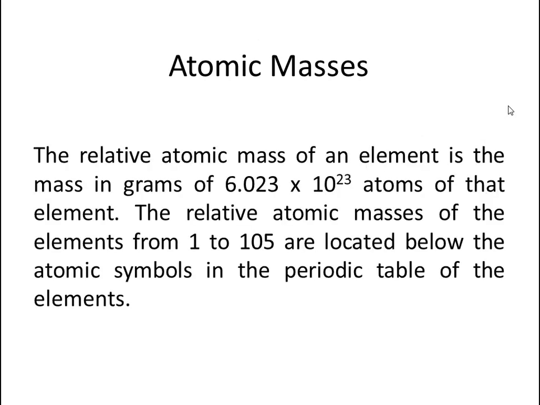Let's talk about atomic masses. The relative atomic mass of an element is the mass in grams of 6.023 × 10^23 atoms of that element. The relative atomic masses of the elements from 1 to 105 are located below the atomic symbols in the periodic table of the elements.